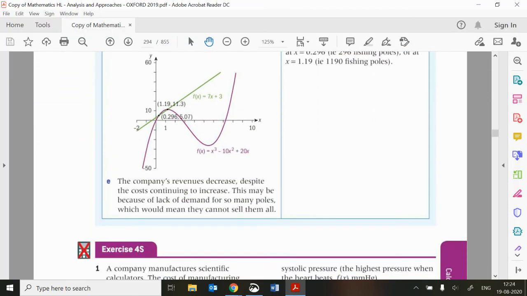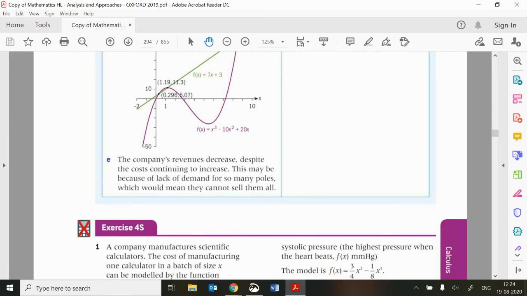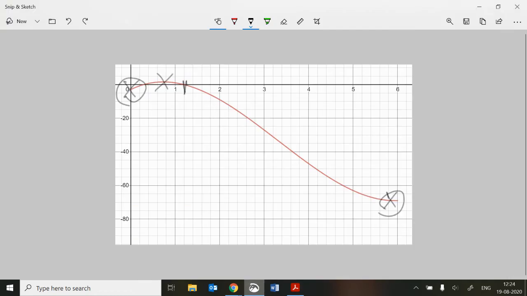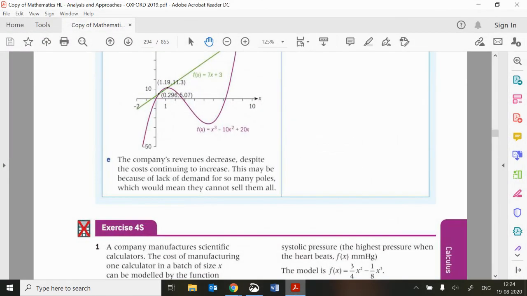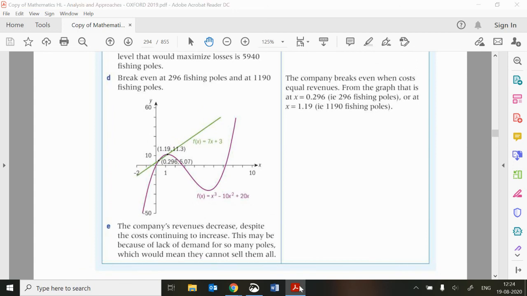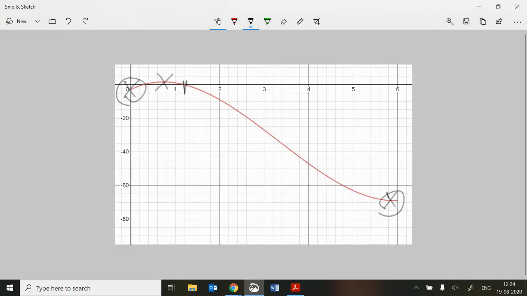What are they saying? They're saying the company's revenues decrease despite the costs continuing to increase. So this may be because of lack of demand for so many poles, which would mean they cannot sell them at all. Well, there we go. They're speculating at the end there, but essentially we're finding out from the graphs there. So the graphs which they've plotted, we've plotted a combination here for the profit graph, but they found out from the graphs that the costs, let's take this one again.